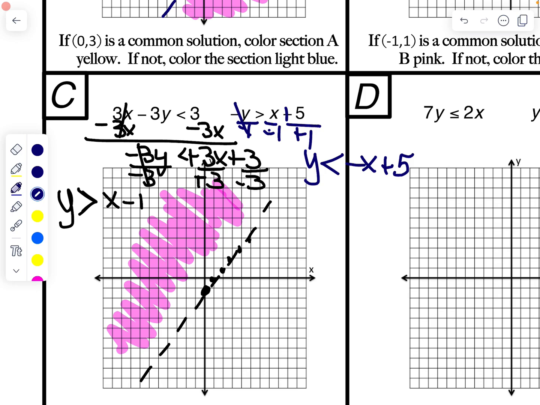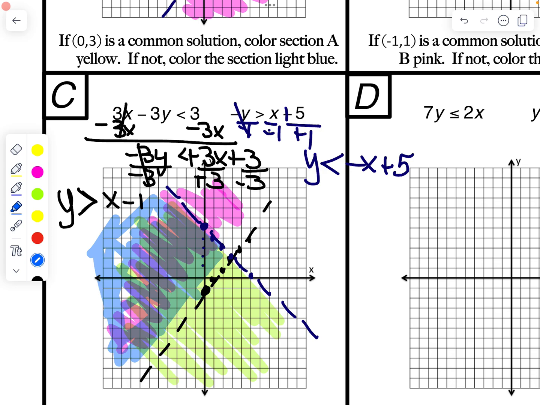So I'm going to start at positive 5, 1, 2, 3, 4, 5 up here, and then go down 1 over 1. Again, this also is dashed. And then using a highlighter, I use green, and I'm going to shade under the line. So in blue, this area right here would be where the shading overlaps. That would be my solution set.